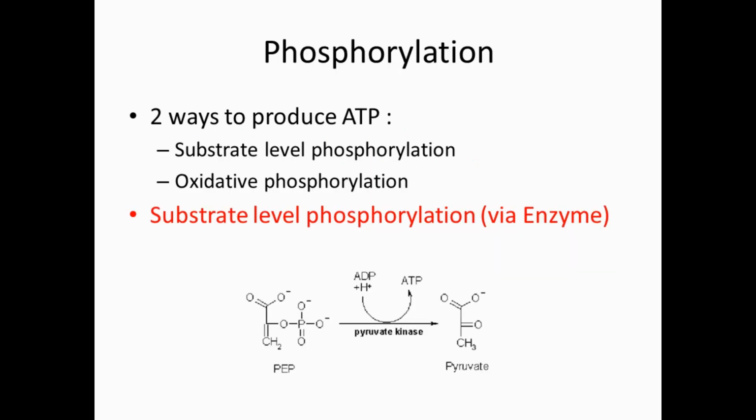So in phosphorylation, there are two ways that ATP can be produced. First is substrate level phosphorylation, and second is oxidative phosphorylation. Substrate level phosphorylation happens with an enzyme. As you can see in the picture, phosphoenolpyruvate will convert into pyruvate with the help of pyruvate kinase. In this process it will convert ADP into ATP. So that's how we get one molecule of ATP with substrate level phosphorylation via an enzyme.